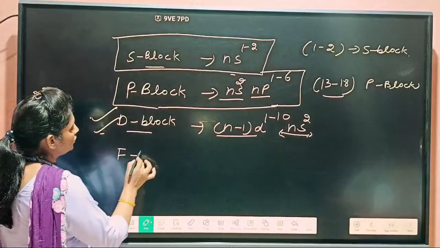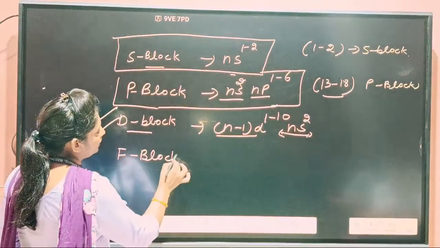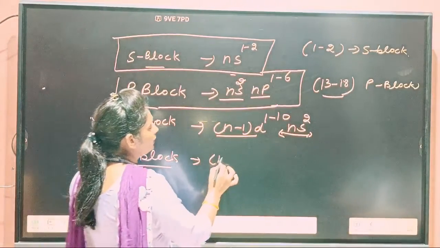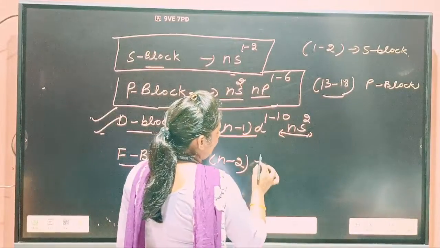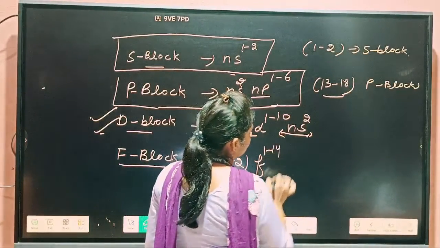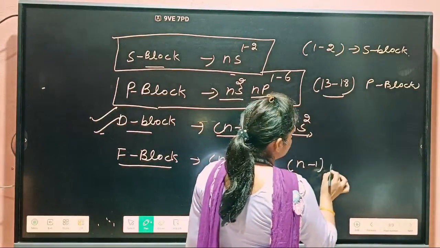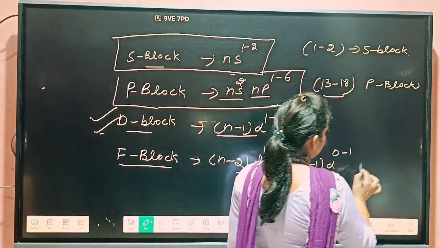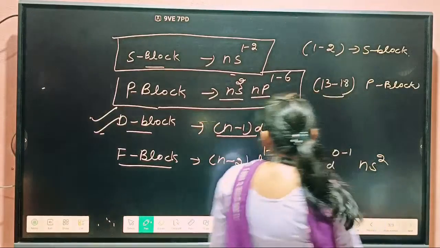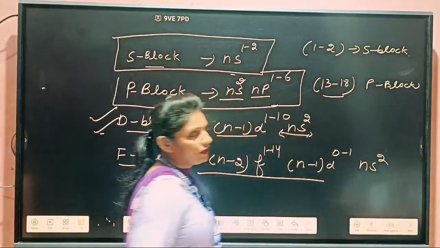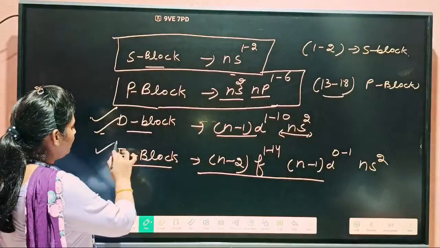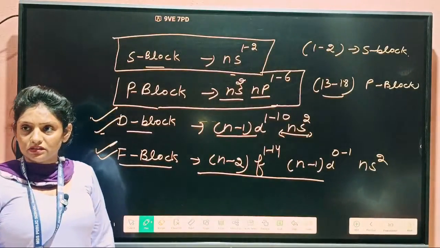For f block, students, the general configuration will be (n minus 2) f1 to 14, (n minus 1) d0 to 1 and ns2. So students, this may be the general configuration for f block elements. Clear?